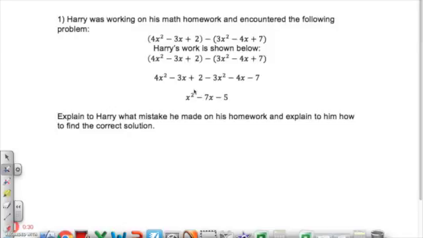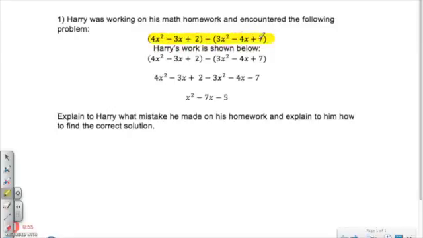You've seen problems like this before in previous lessons, but we got a lot of questions about how to work them and what we meant by finding the mistake. So I decided to make this video to help you see how you should approach a problem like this. So the problem we're given is Harry is working on his math homework and he sees this problem. Here's our original problem. And what we're given below this problem is Harry's work. And our job then is to explain to Harry what mistake he made and how to find the correct solution.